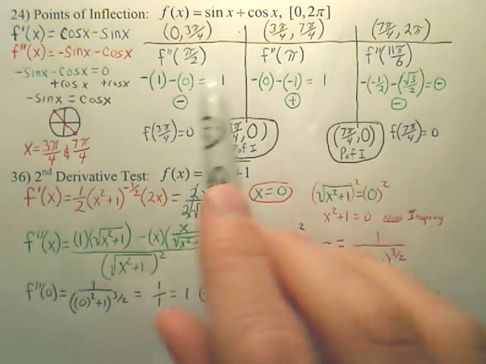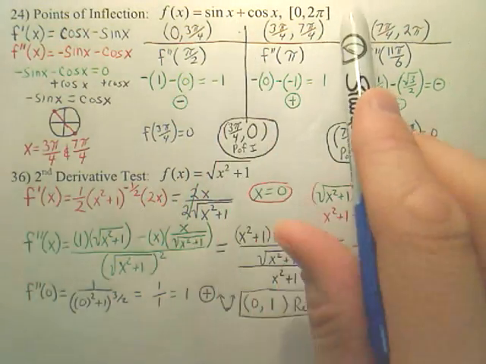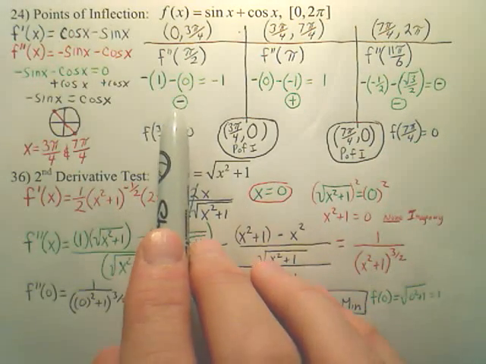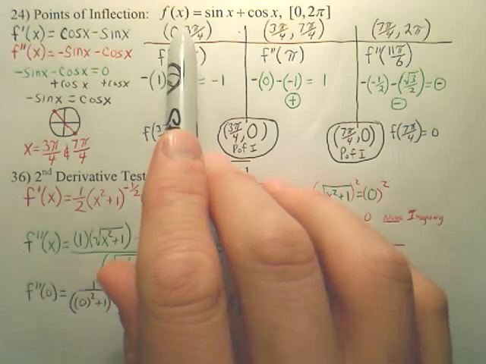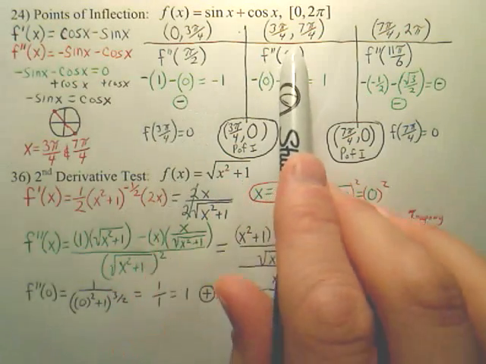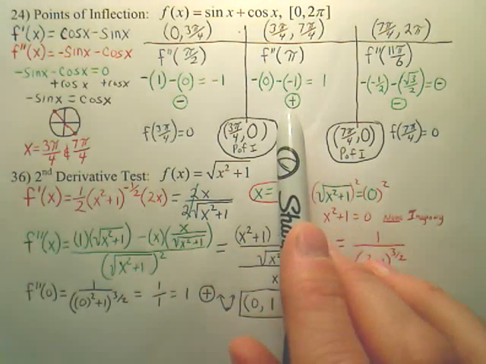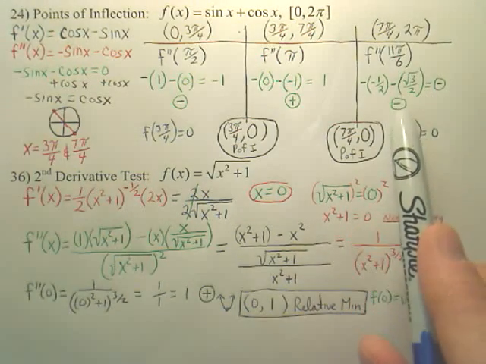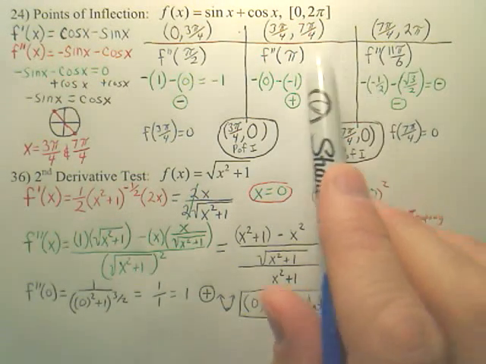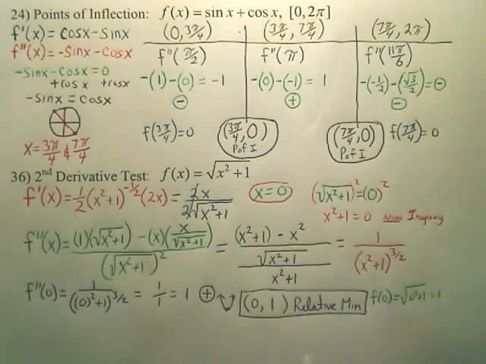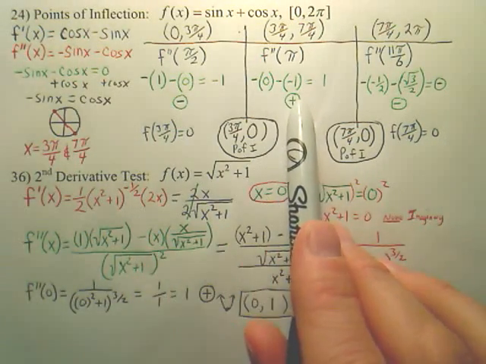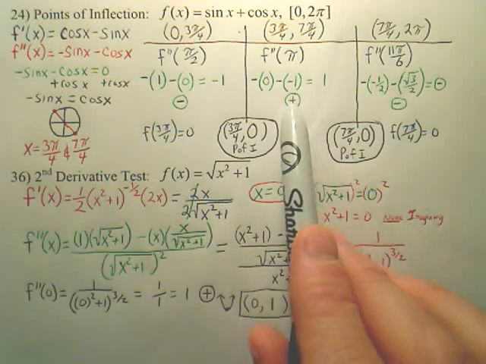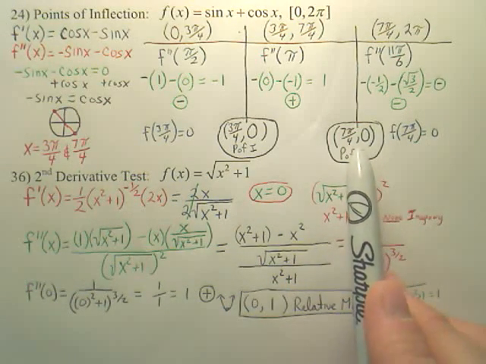So we take these two values, they're our breakpoints, and we're going to check to see if it actually changes concavity. And when you plug in a value from this interval, you get a negative. A value from this interval, you get a positive. A value from this interval, you get a negative. And again, you're plugging it into the second derivative. And what you notice is it does change concavity, so that is a point of inflection.